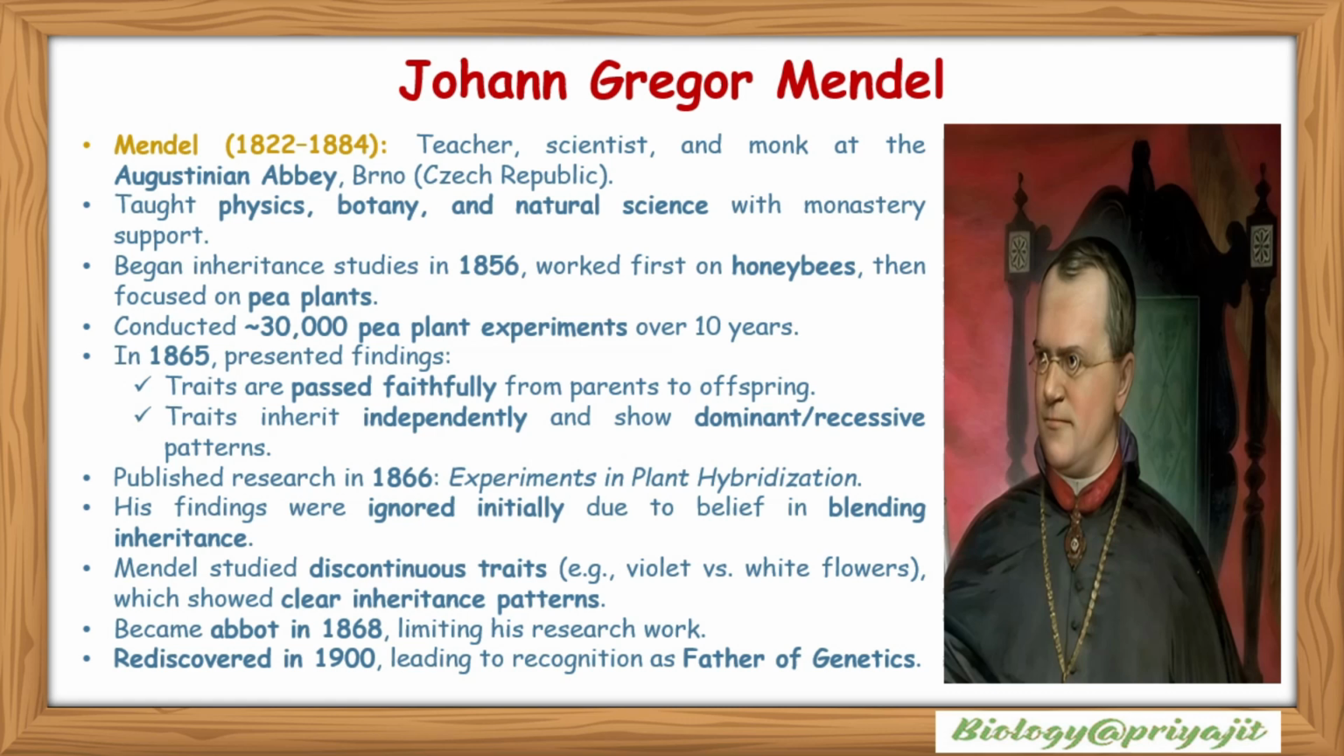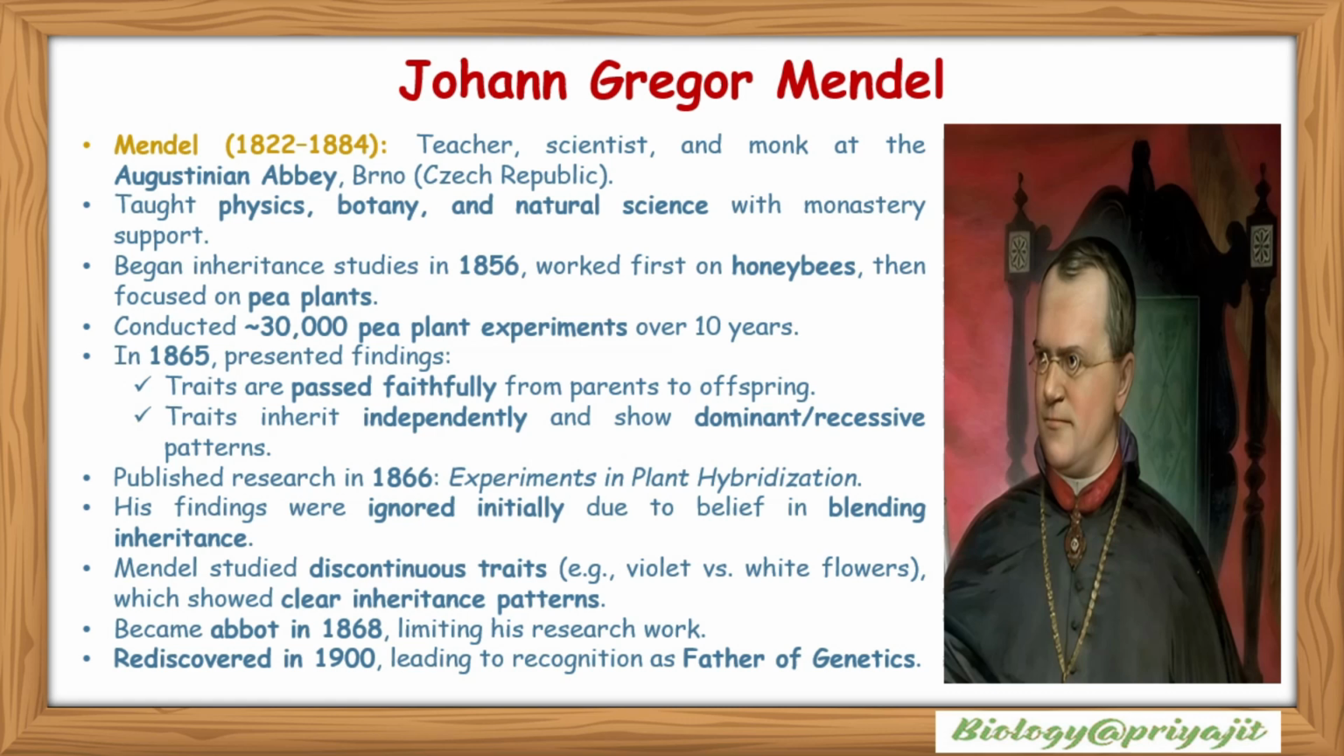Gregor Johann Mendel was a teacher, scientist and monk at the Augustinian Abbey in the Czech Republic. He taught physics, botany and natural science with monastery support in a church. He began inheritance studies in 1856. He worked first on honeybees, then focused on pea plants. He conducted roughly 30,000 pea plant experiments over 10 years, and in 1865 he presented his findings.